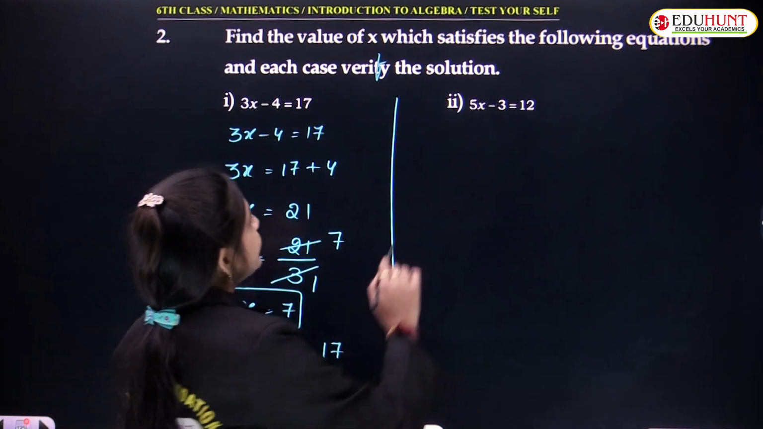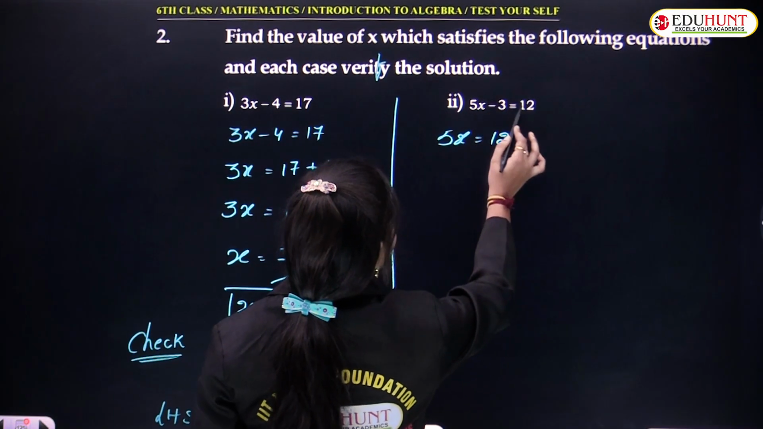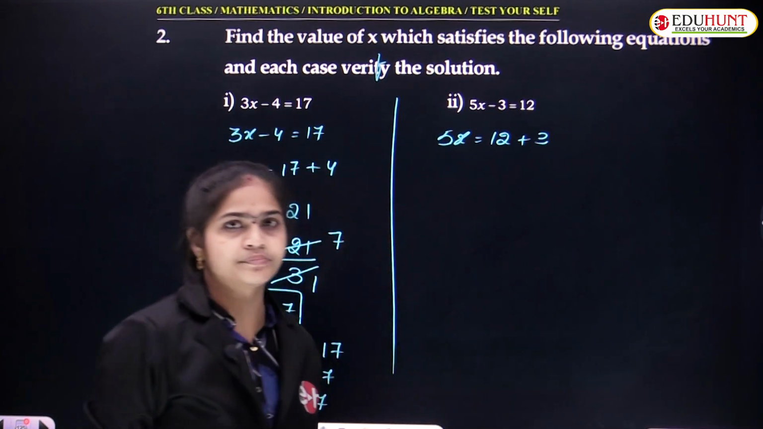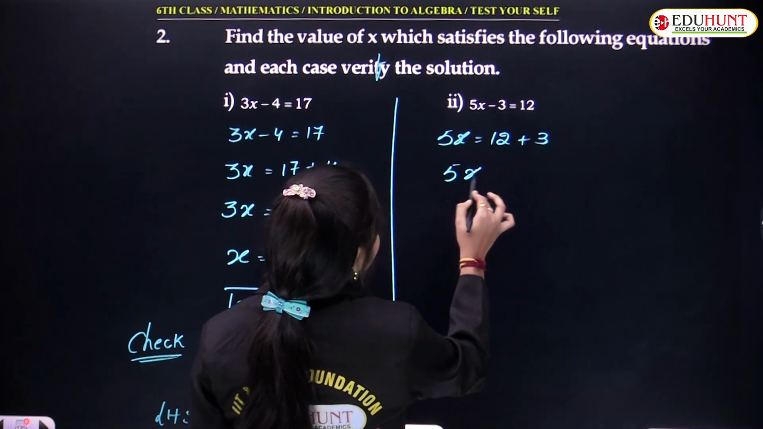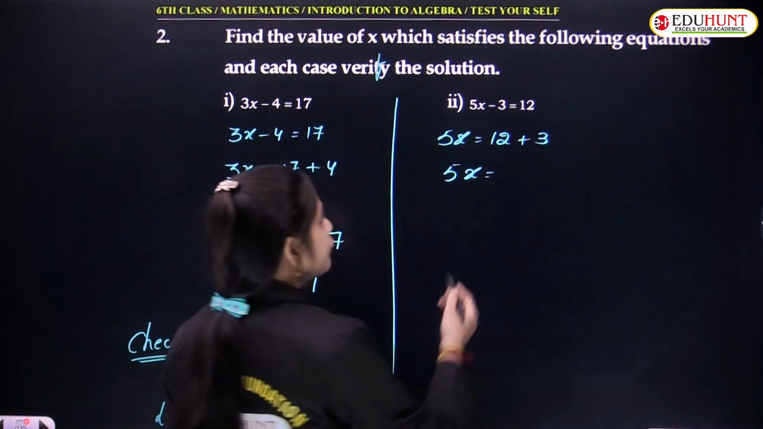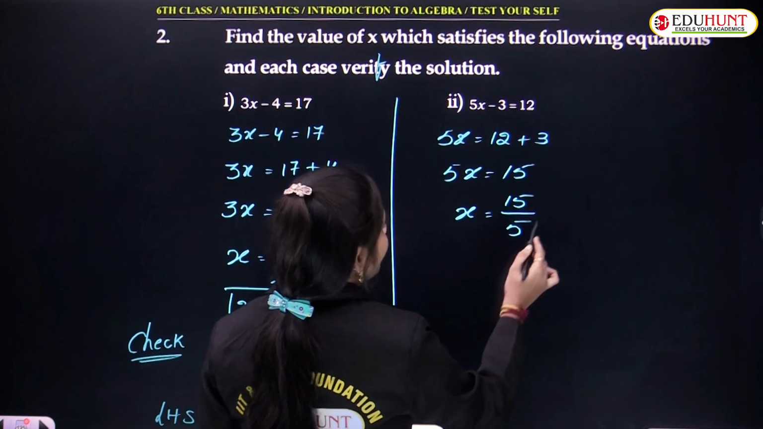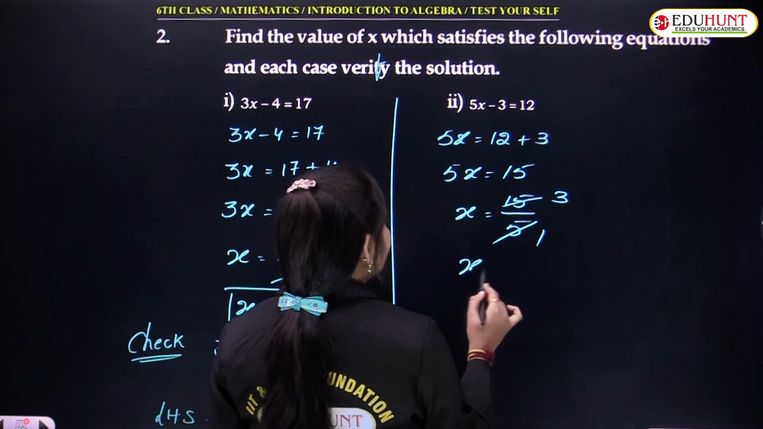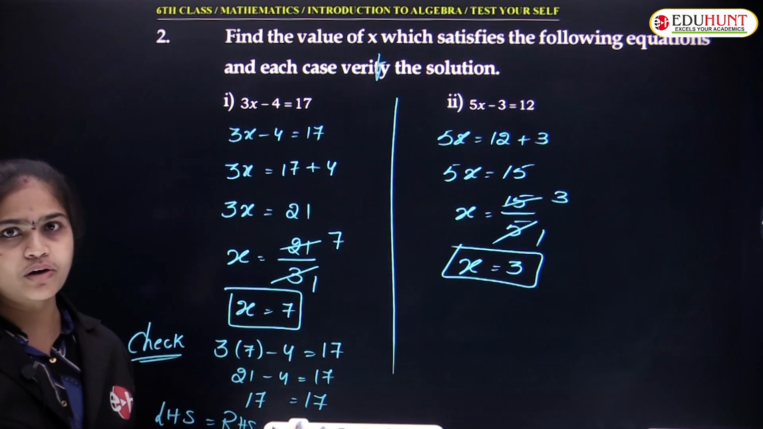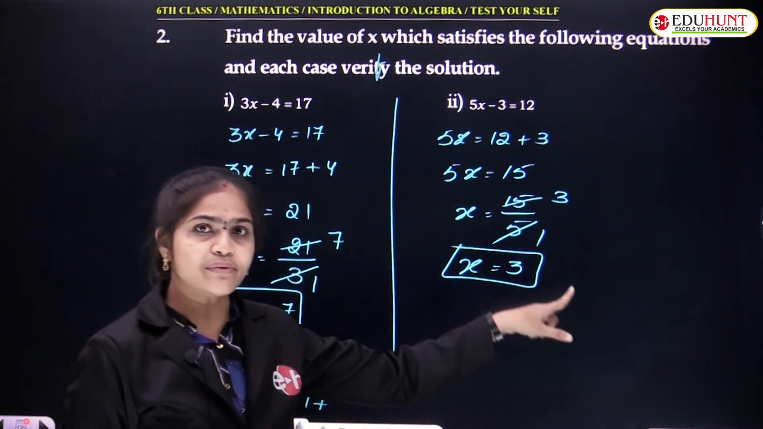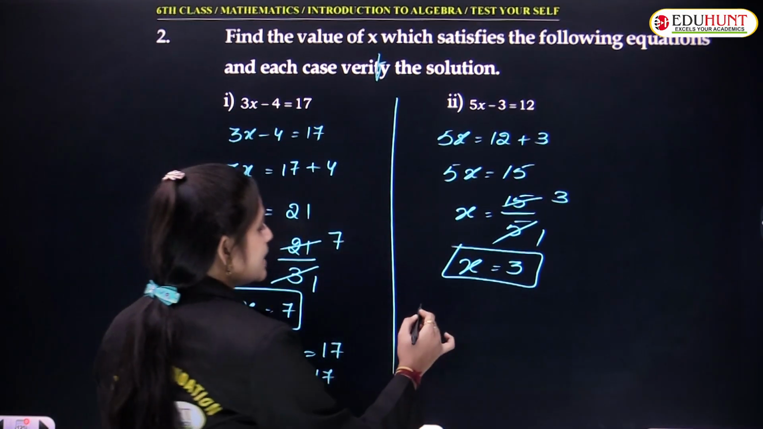Next, the second one: 5x minus 3 is equal to 12. Directly I am writing minus 3 becomes plus 3. Now 5x is equal to 12 plus 3. 12 plus 3 is equal to 15. Now x is equal to 15 by 5. 5 ones are 5, 5 threes are 15. Finally, the value of x that satisfies the given equation is 3. We got x is equal to 3. Is it correct or not? For that purpose only we are doing the checking process. Now here is the checking process.